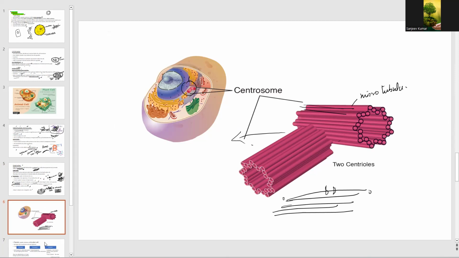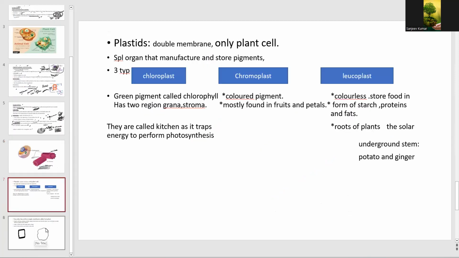अब एनिमल सेल की तो बात कर ली कि हमने वो सेंट्रोसोम जो है वो एनिमल में होता है. प्लांट में क्या अलग होता है? प्लांट में अलग होता है प्लास्टिड्स, विच इज अ डबल मेम्ब्रेन स्ट्रक्चर एंड विच इज प्रेजेंट ओनली इन द प्लांट सेल. अब क्या चीज है इसमें?